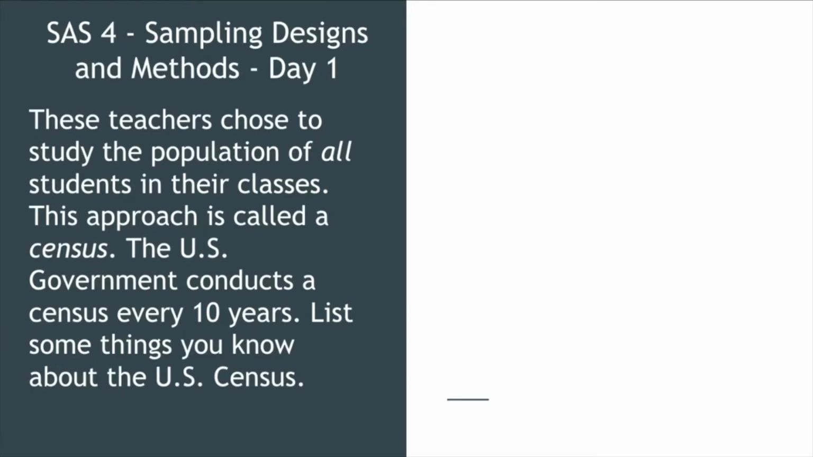Now remember, I told you that word's very important. If you're going to actually study the entire population, that is called a census. If you're doing just a sample, that's a sample experiment or a sample observational study. The U.S. government conducts a census every 10 years. What do you know about the U.S. Census? Think about some things you might know.